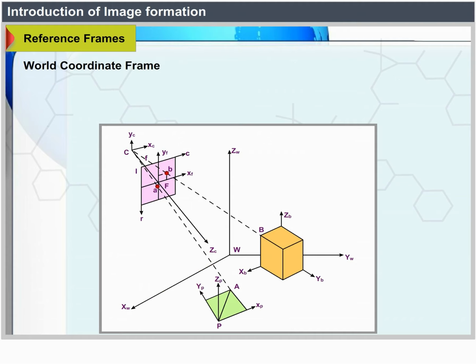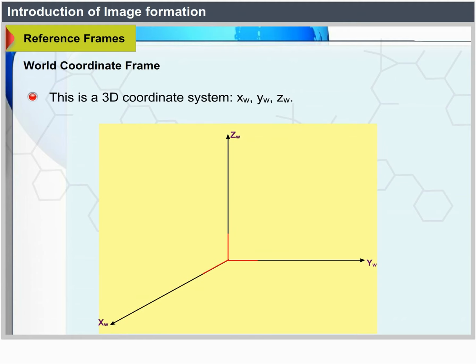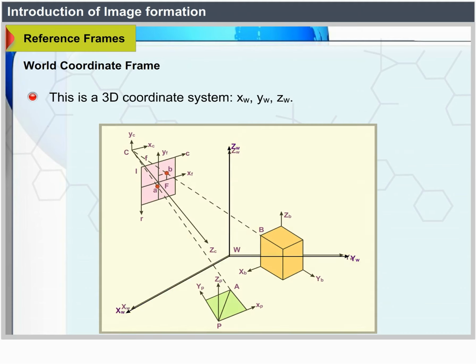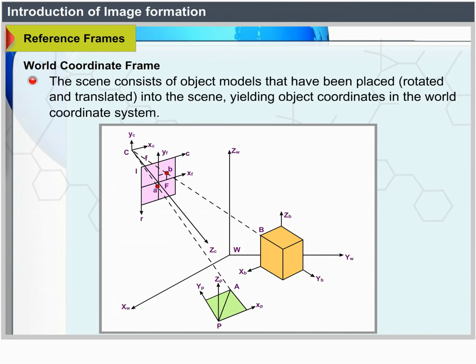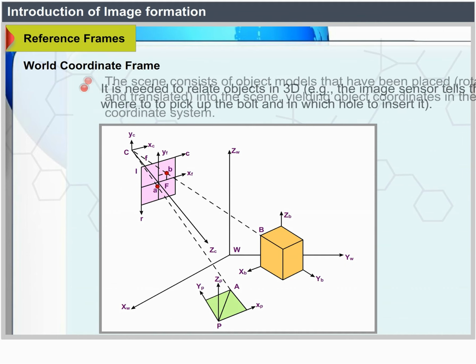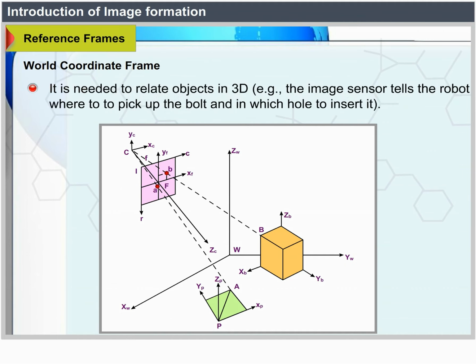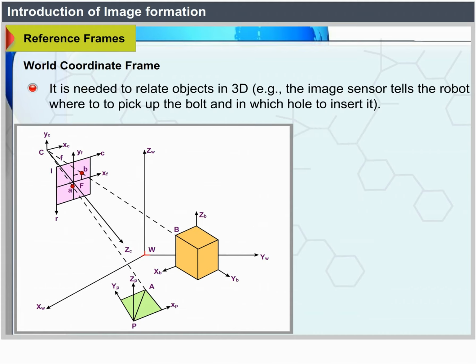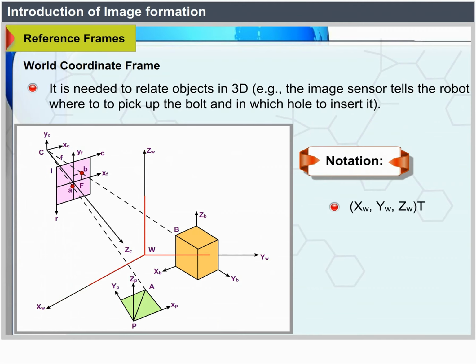World coordinate frame. This is a 3D coordinate system xw, yw, zw. The scene consists of object models that have been placed, rotated and translated into the scene, yielding object coordinates in the world coordinate system. It is needed to relate objects in 3D, that is, the image sensor tells the robot where to pick up the bolt and in which hole to insert it. Notation: xw, yw, zw transposed.